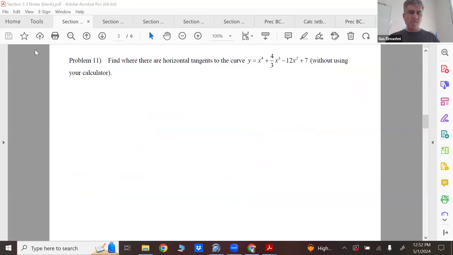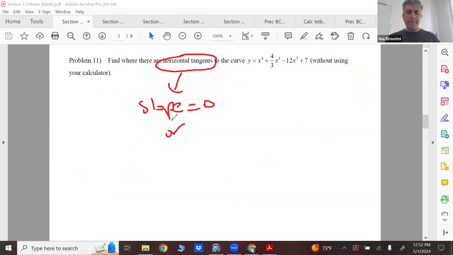Horizontal tangents. That means that the slope is what? Or y prime equals 0. That's the calculus connection you have to make. You got a coordinate geometry understanding of it. Now we got a calculus understanding of it. And it's connected. Y prime is the slope at a particular value.